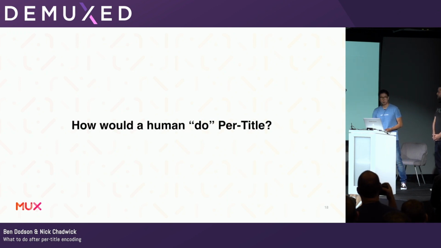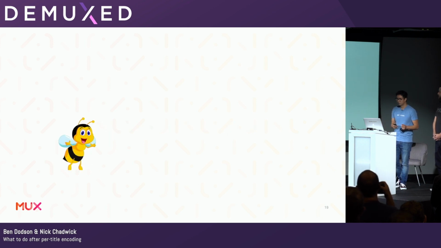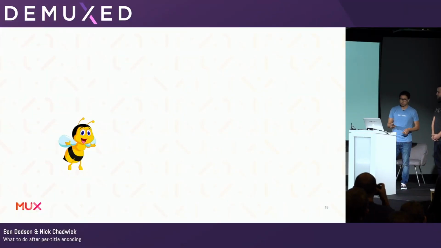Because if you can't teach a human to do per title, it's going to be even more difficult, although not impossible, to teach a machine to do it. So I want you to imagine yourself as a little per title worker bee, okay? Your job is to create convex hulls from videos. So how would you start?